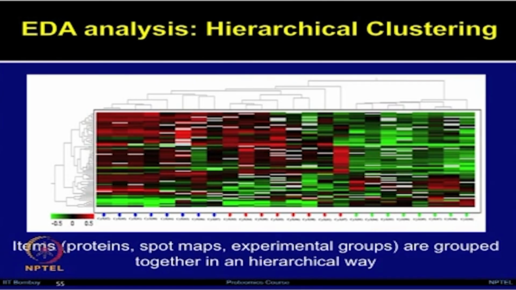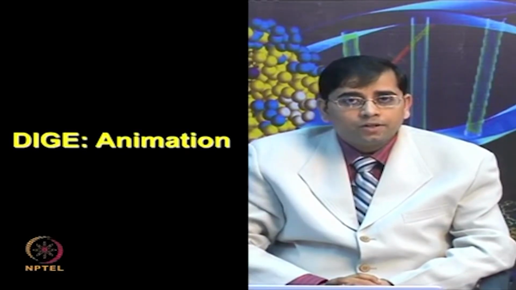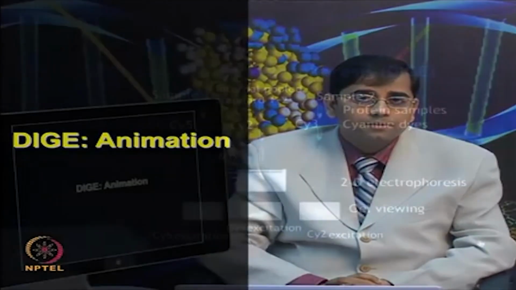So, this clustering is showing that the control belongs to one population, and these two treatment groups are derived from the same population, but even within that population they have certain variation. So, these items, whether proteins, spot maps or experimental groups, can be grouped together in the hierarchical way by using this clustering. So, now I will describe to you the animation process, how to perform a DIGE experiment, and you will be able to recall different concepts which we have discussed so far.